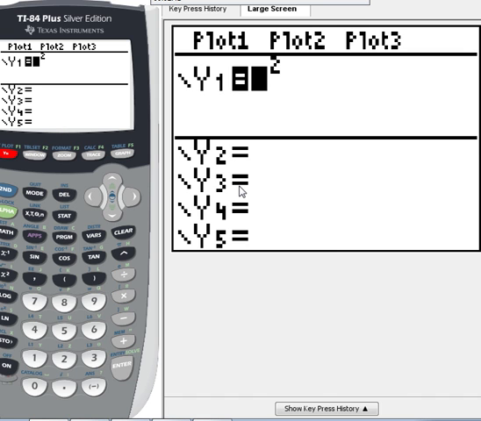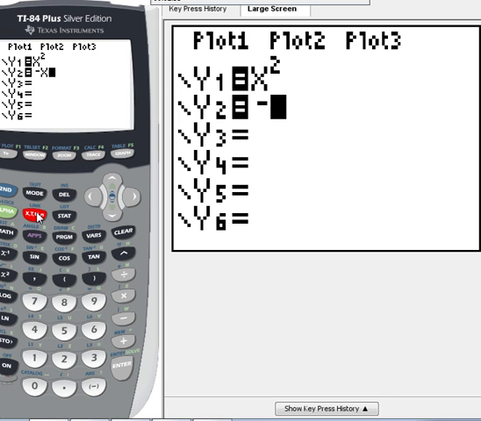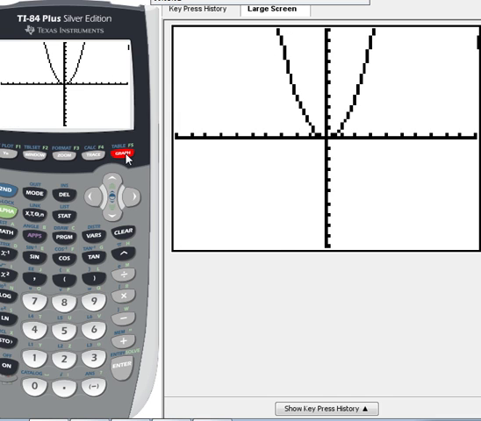Now in the next y equals, in the second function, I'm going to do negative x squared. I did this the hard way, but that's a math teacher for you. And now I'm going to graph it. Now, you'll notice that the parent function was still there, and then the image showed up underneath it. And that's the big idea.